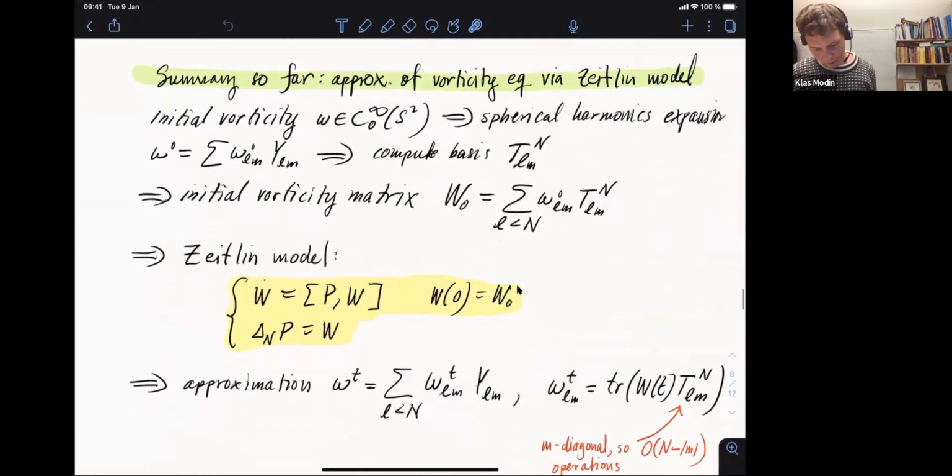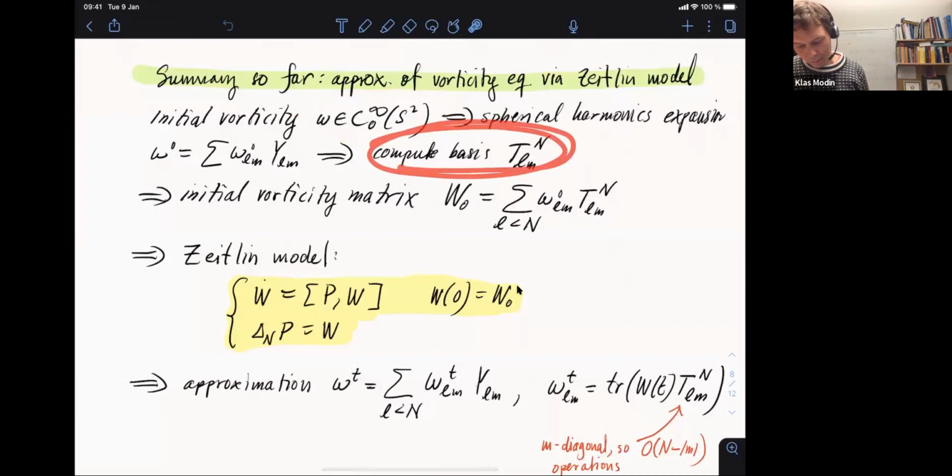So let's see, where am I? Summary so far, okay. We have an approximation of vorticity via Zeitlin's model. And how do we do it? We start with some initial vorticity. We express this initial vorticity in terms of spherical harmonics. We truncate this so that we get n squared components. And then we compute the corresponding basis elements, and from that we get the initial vorticity matrix.